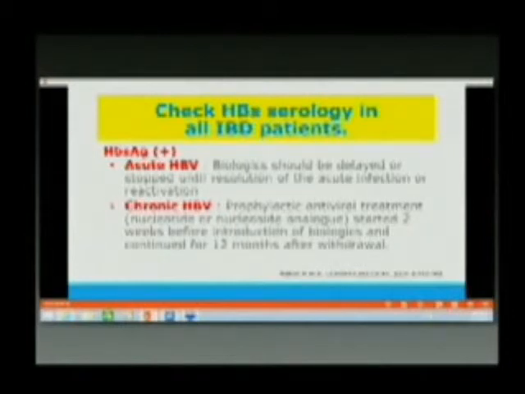You give a nucleotide or a nucleoside analog 2 weeks before the introduction of your biologics and continue until 12 months after withdrawal. We usually give entecavir or tenofovir. These are nucleoside analogs, which are potent. Not to mention, they have a high threshold for resistance. Okay, so especially in these patients, you most likely want a fast-acting nucleotide analog, and you're going to give these anti-TNF agents for a very long time.